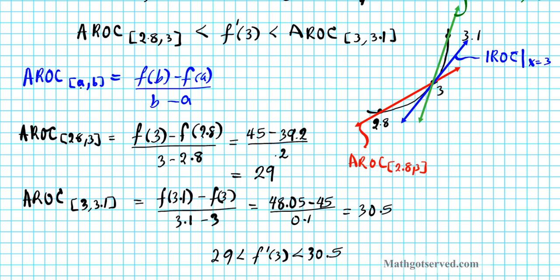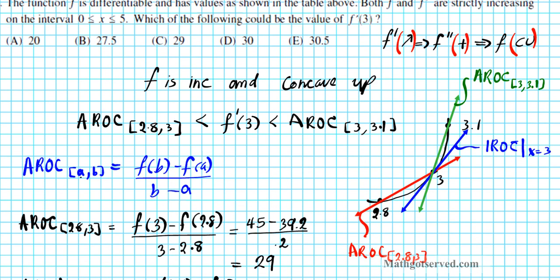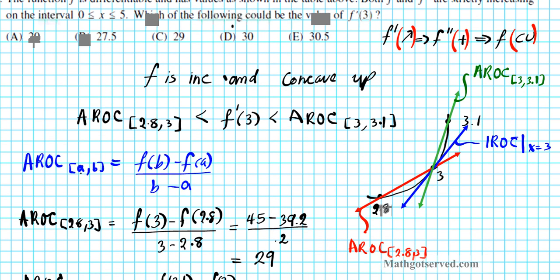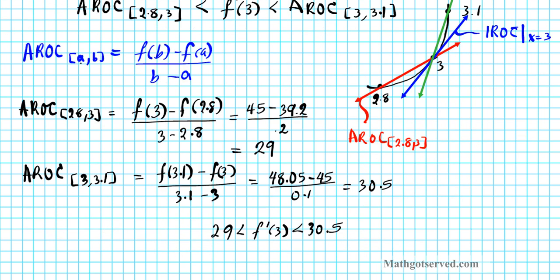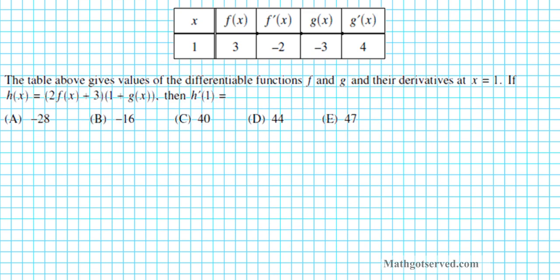So let's look at our options here. 30 is our option. Option letter D is the correct answer. All right, let's take a look at the next one.